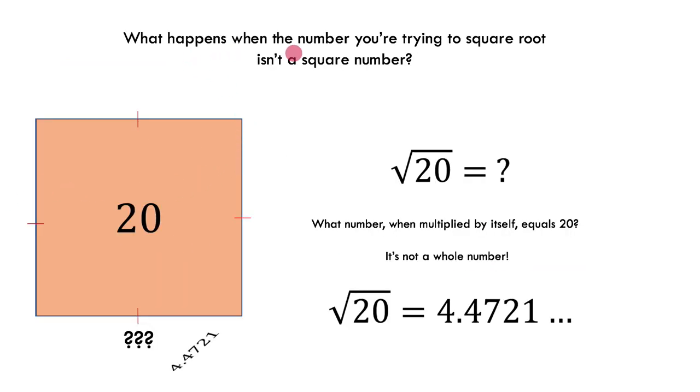Now, what happens when the number you're trying to square root isn't a square number? So for instance, the square root of 20. What number, when multiplied by itself, equals 20? Well, if you get out your calculator and you try this, what you're going to see is that it isn't a whole number. Rather, we get 4.4721. The fact that we aren't getting a whole number tells us that 20 isn't a square number.